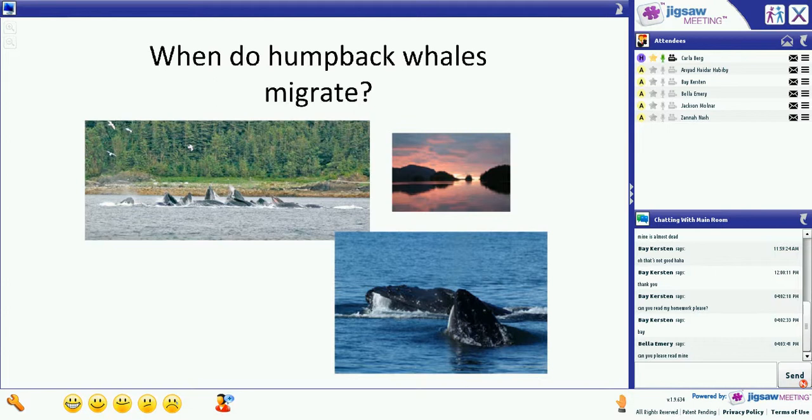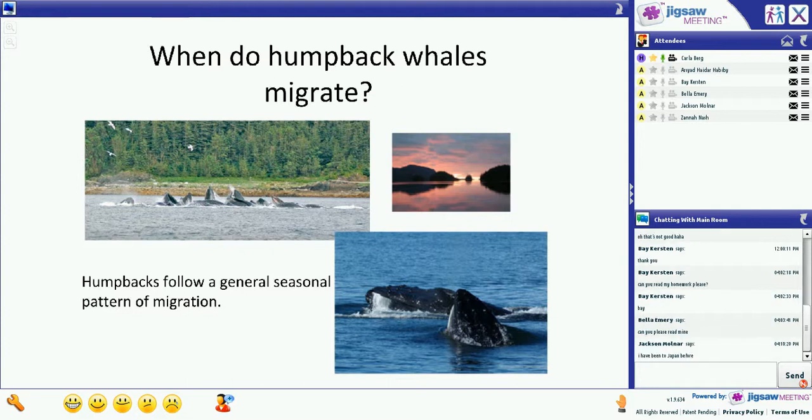When do humpback whales migrate? And here's a couple of pictures. The humpback whales follow a general seasonal pattern of migration. They leave Alaska when it gets colder in the wintertime, and that is when they journey south.